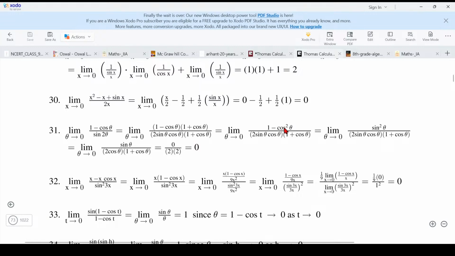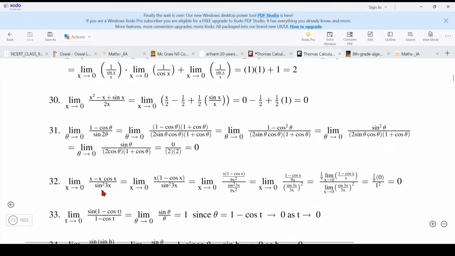1 minus cos theta, multiplying by 1 plus cos theta. We don't call it rationalizing, we just multiply with this. We want to convert this into sin theta, sin square theta. This is fine, right? So basically, we are trying to eliminate sin theta from the denominator. Denominator cos zero is fine. We just want to eliminate sin theta from the denominator. That's why we are doing this.